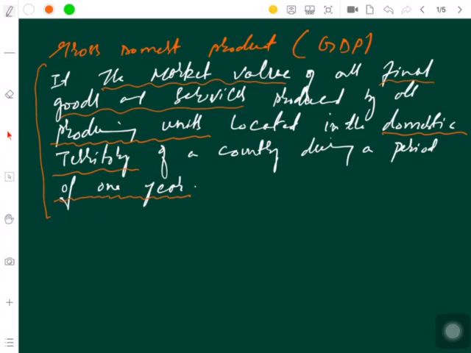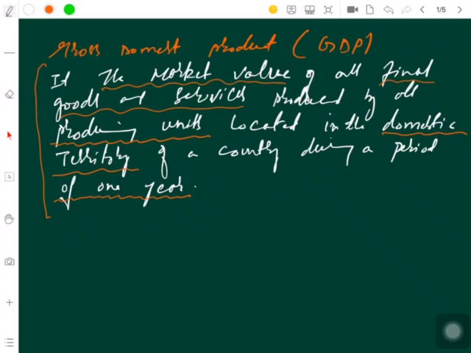So if you have to explain any other aggregate, whether it is net domestic product, gross domestic product, net national product, whether at market price or at factor cost, you people will be able to make all the 8 definitions from this very definition. You will have to put small words in between these definitions in order to understand the other definitions.